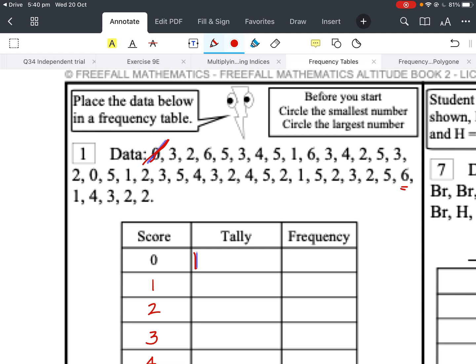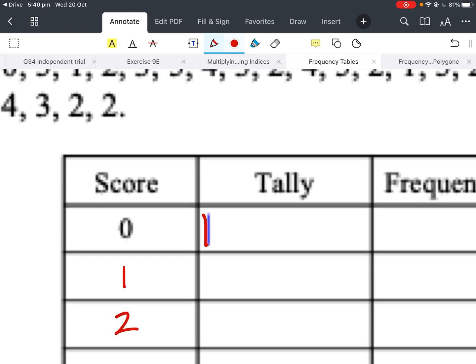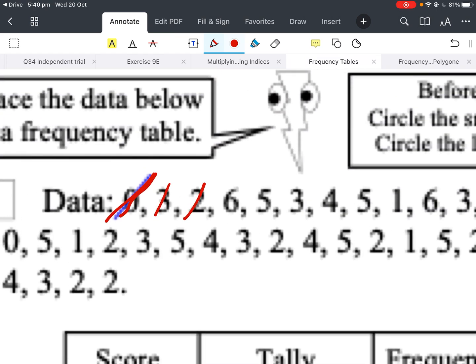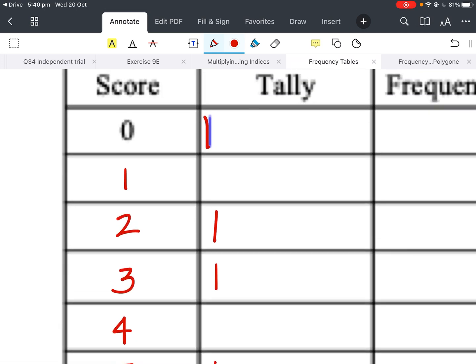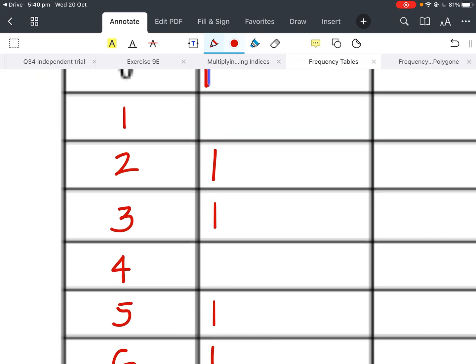And now here comes the tricky bit. You've got a lot of numbers there and you don't want to stuff it up. So what I normally do is I will cross off 3, you can maybe do 2 at a time if you're getting really good at it. 3 and 2. So I'm going to put a stroke in 3 and 2. So I cross them off as I go. 6 and 5. 3 and 4 and 5. You can do 3 at a time if you're good.